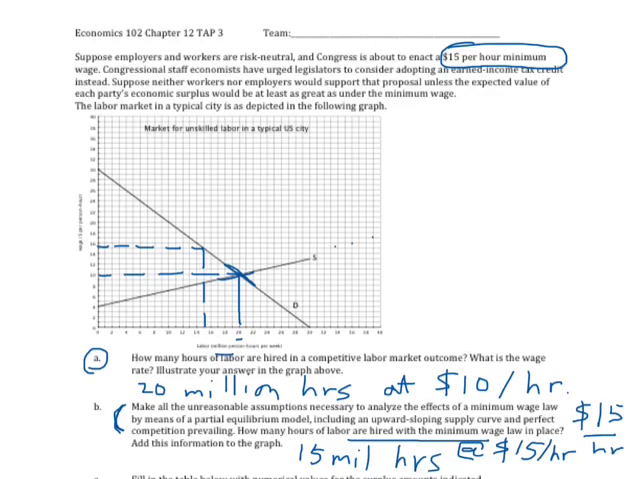Doesn't matter. It takes two to tango, takes two willing parties to a transaction. So it's always the smaller number of demand and supply in the presence of a price ceiling or a price floor. In this case, it's a price floor. It's always the smaller number that is relevant. So no employer would hire more than 15 million hours per week.